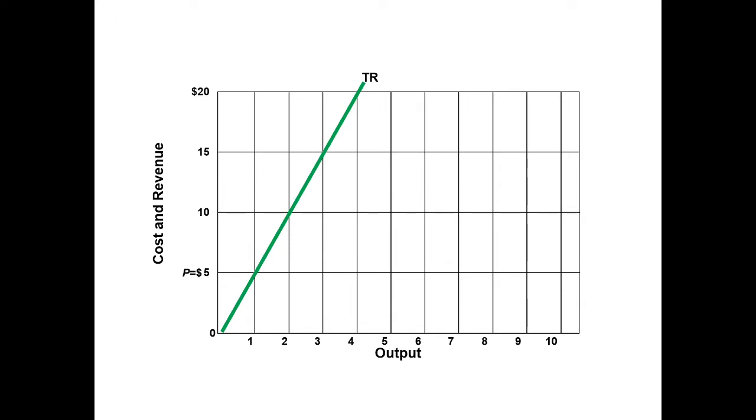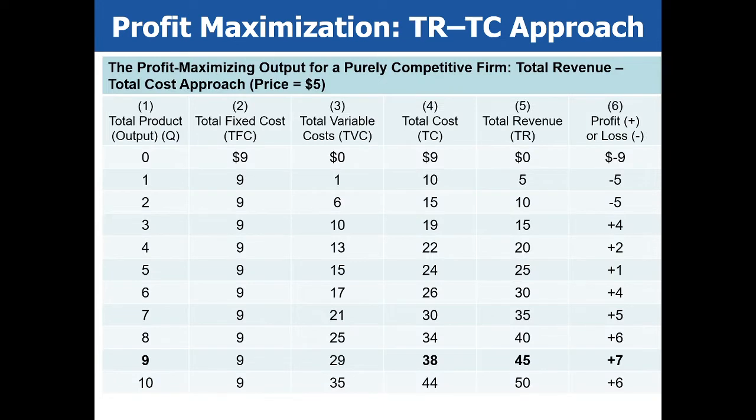Then we'll look at the total revenue, total cost approach. So we look at columns 4 and 5, right? And then we look at column 6, which is the difference, column 5, total revenue minus total cost, gives us these amounts here, where at 9 units we have a plus 7. If we did 8 units, we'd be at a plus 6. And if we did 10 units, we'd be at a plus 6. So why would we stop at 8 and why would we go past 9? So 7 is the total revenue approach.